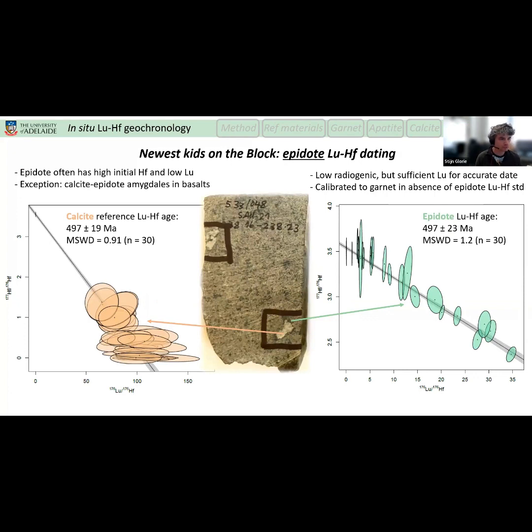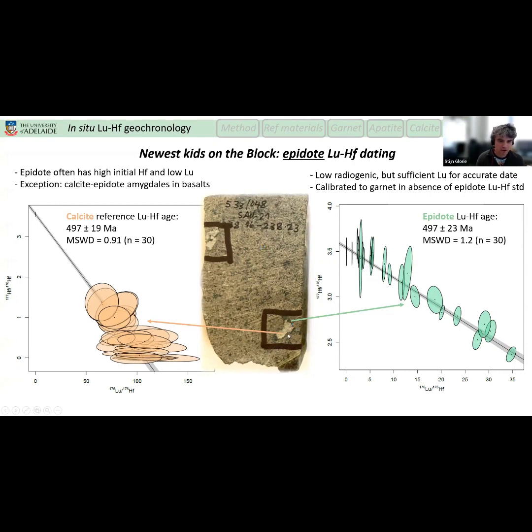So epidote is hard to date by any methods, and also for hafnium, but there are certain special cases where epidote dating works very well. I've got here a rock that is a mafic rock with large vesicles inside. And these vesicles have an infill of calcite, as you can see here, and the margin around them have epidotes. So that green stuff is epidote.